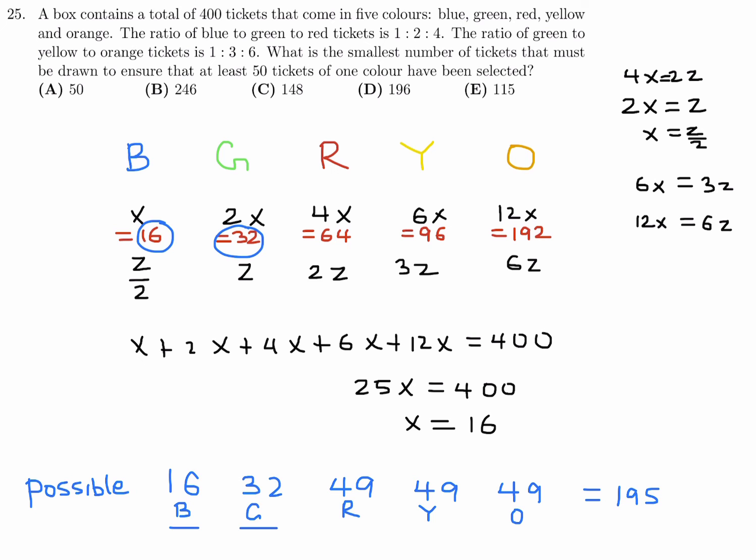So the very next one, let's say if it's a red ticket, boom, I've got 50 of them. If the very next one happened to be a yellow, I've got 50 yellow. If the very next ticket happened to be an orange, I've got 50 orange tickets. So 195 plus the very next ticket, and that would be 196. So it's a good little challenge in terms of counting. And therefore, number 25, the answer is D.